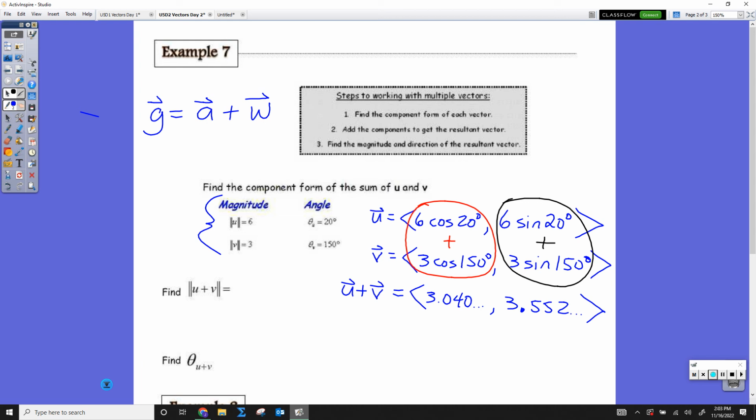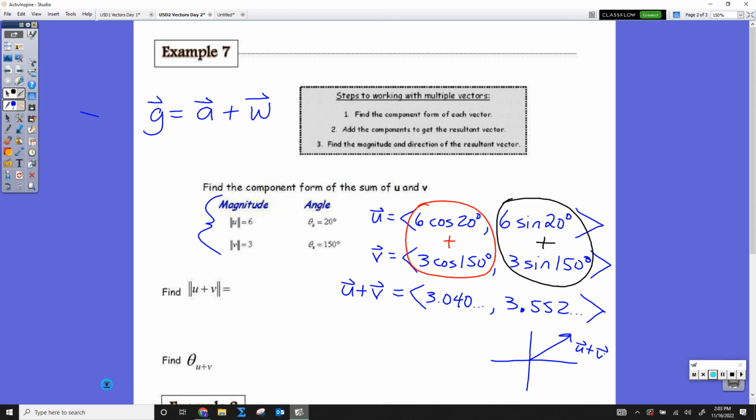We now have 3.040, which means we're moving to the right, and we're moving up 3.552. That would be in quadrant 1 if we were drawing that vector. So if I was to draw a little one here to the side, there's our resultant vector, U plus V in this case. About 3 to the right, 3.5 up.